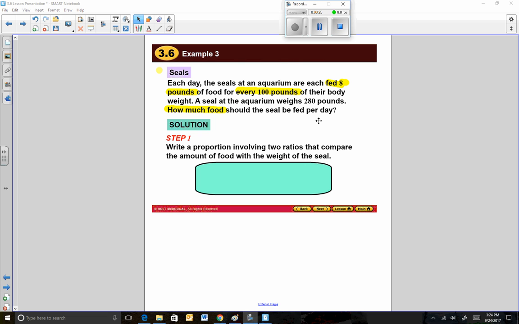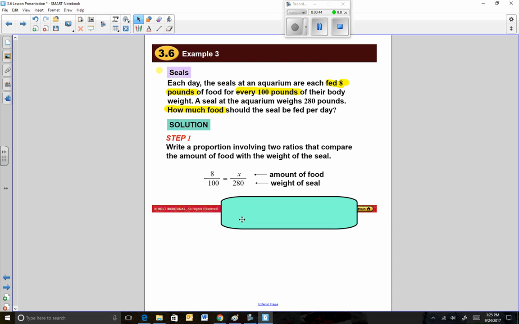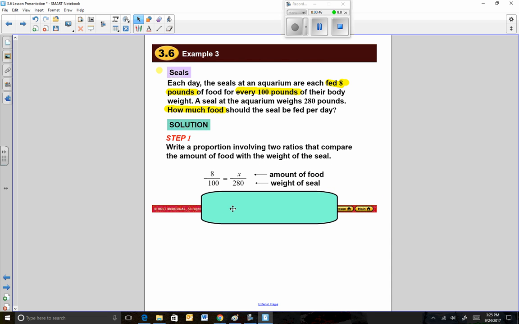We can write a proportion. We have 8 pounds for every 100 pounds of seal, so let's write that. And we have a 280-pound seal. So in the bottom, we write the 280 pounds for the seal, and we don't know how much food. So the food goes in the top part, and the weight of the seal goes in the bottom. So when we take that, we can go ahead and cross multiply.